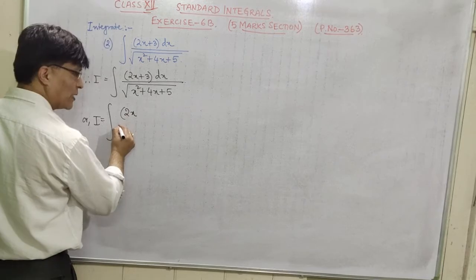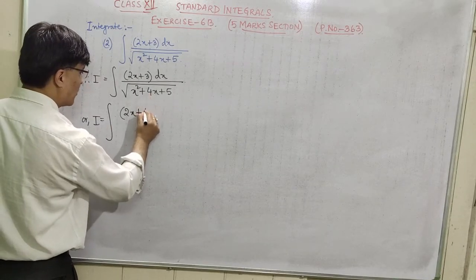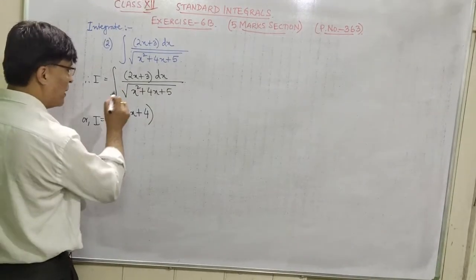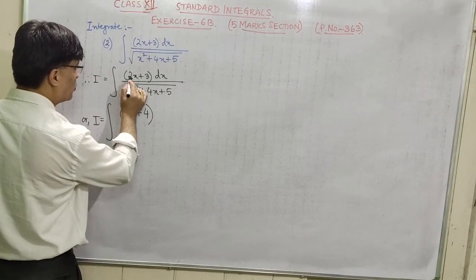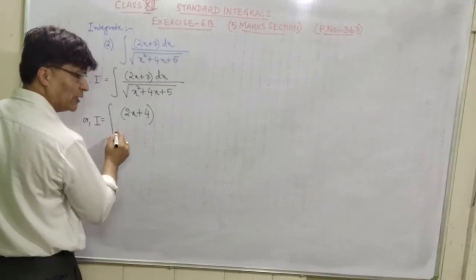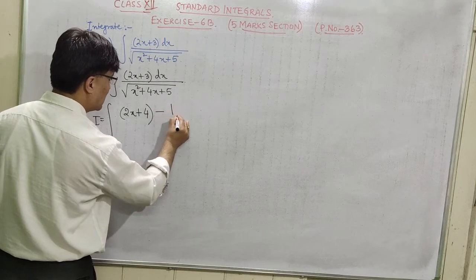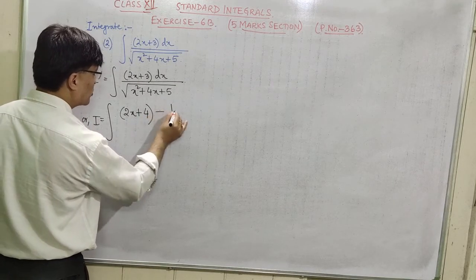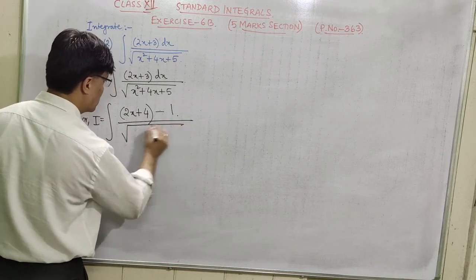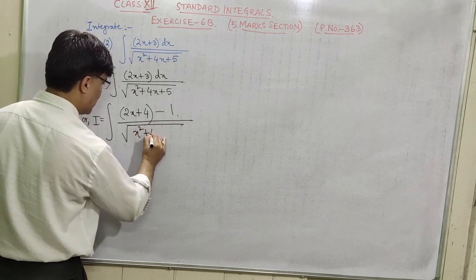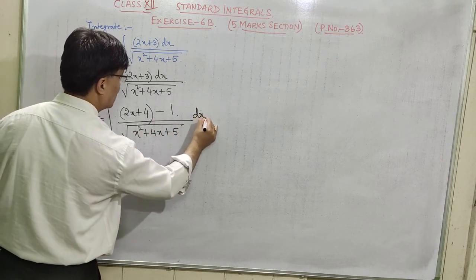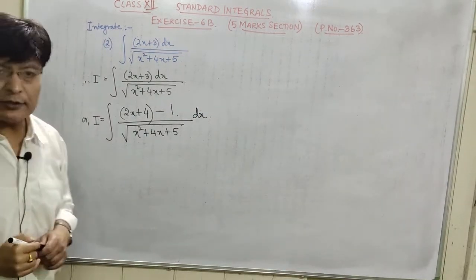Differentiation of x square is 2x, plus differentiation of 4x is 4, and plus 5 it is 0. So it is put within brackets. But in this case 2x is correct, but here it is 4 and there is 3. So what will you do? Let us write minus 1. So if it is 4 minus 1 then it is 3. So the whole divided by square root of x square plus 4x plus 5. Then what do you write? dx. So I think you have understood it.